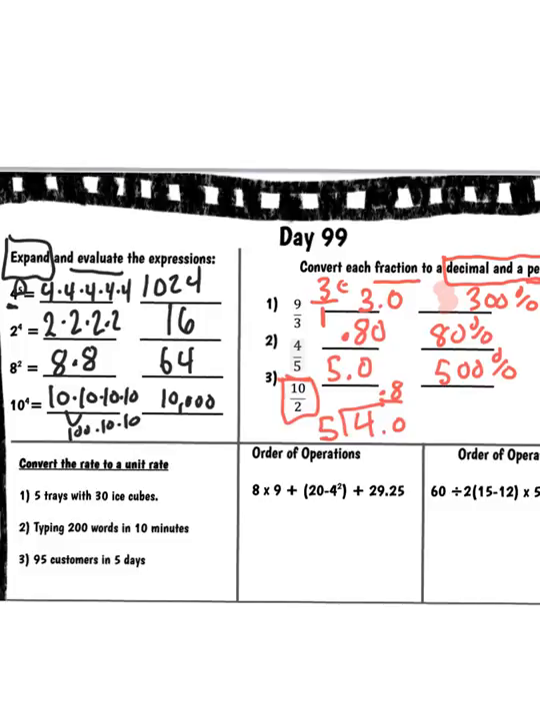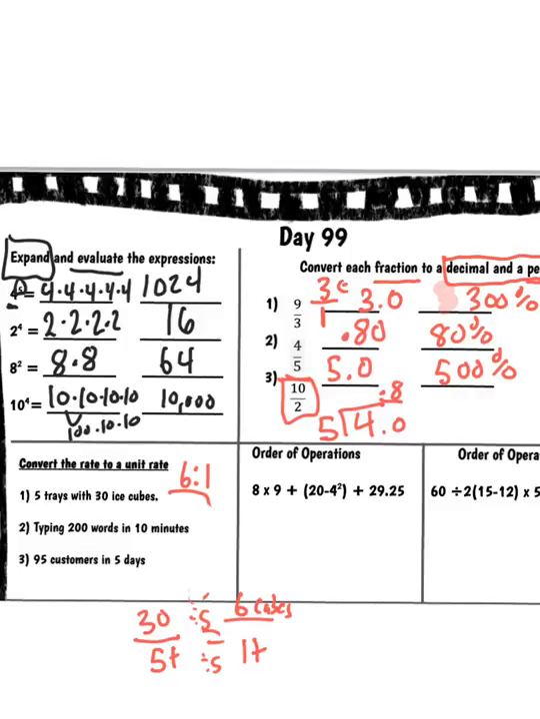So this next part right here says convert the rate to a unit rate. Remember, a unit rate means per 1. So we have 5 trays with 30 ice cubes. So we want to see how many ice cubes are in one tray. So I'm going to draw right down here. I have 30 ice cubes over 5 trays is equal to 1 tray. Divide by 5, and I get 6 cubes per 1 tray. So you can write 6 to 1 if you want to write it as a ratio. I'm going to go ahead and erase this line because I don't have a ton of space on this platform.